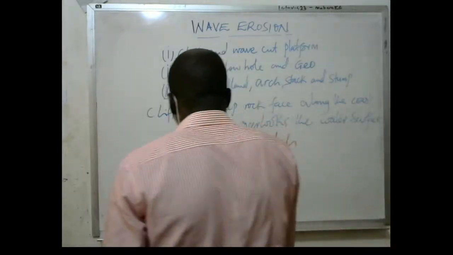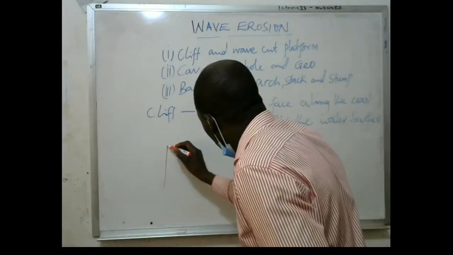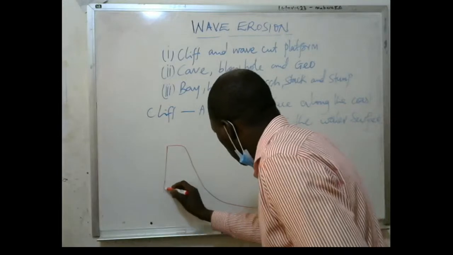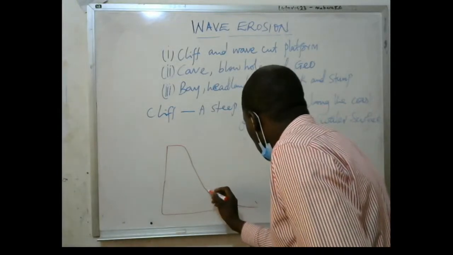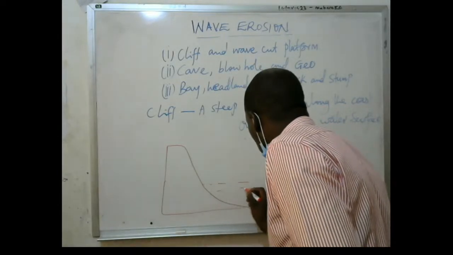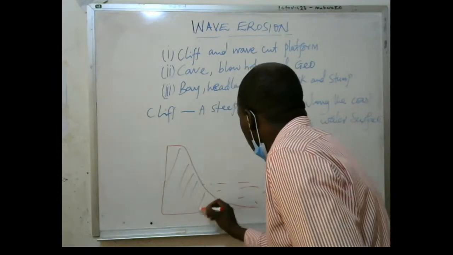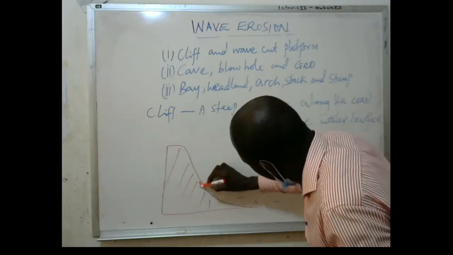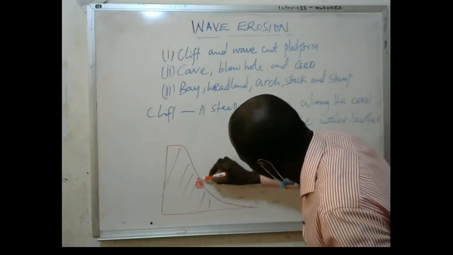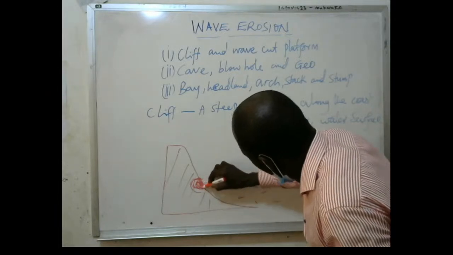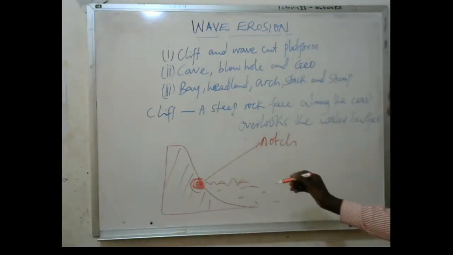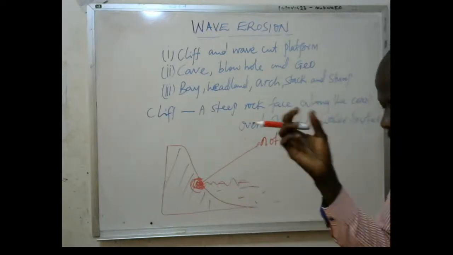So if this was our coast, and assuming this is the water level, as the waves come, they erode. They create an opening here, which develops into the coast. This opening is what we are calling the notch. A small opening. It's not a cave yet. It's just an opening along the coast because of the line of weakness that exists there.